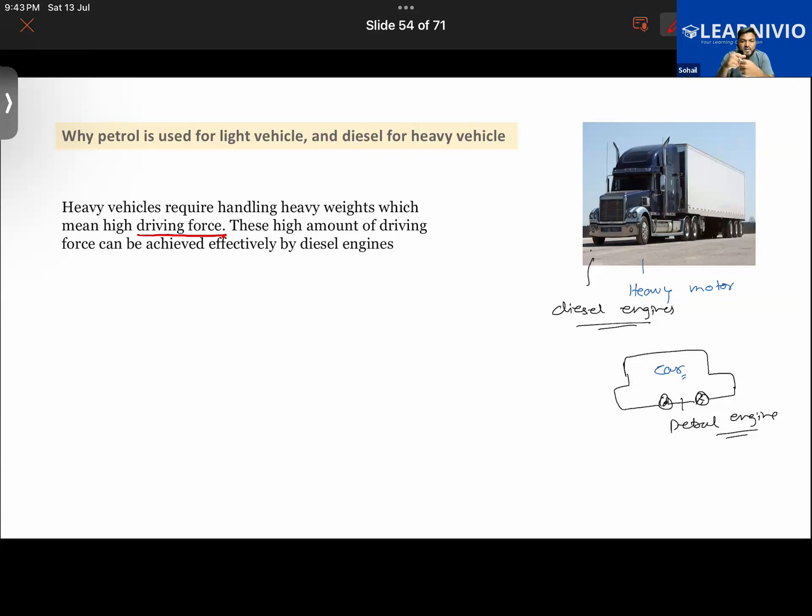Getting it now? Also, diesel will generate more pollution, but since it gives more driving force, it is used. While in smaller cars, diesel is not used because that much driving force is not required, because the car does not have to pull too much weight. Getting this, both of you? Is that clear? So that is the reason why petrol is used in light vehicles and diesel is used in heavy vehicles.